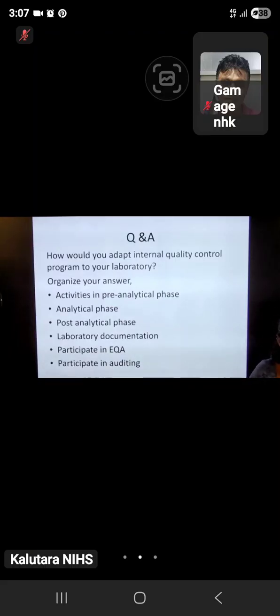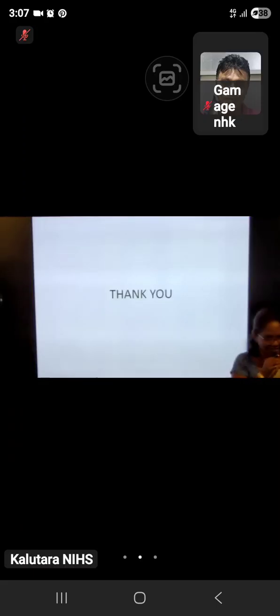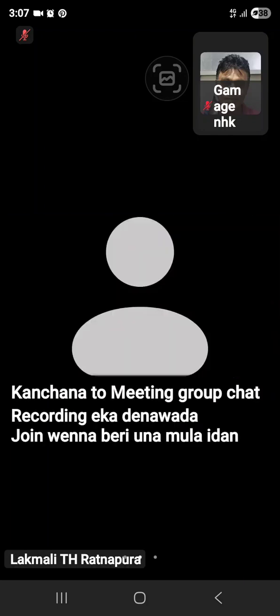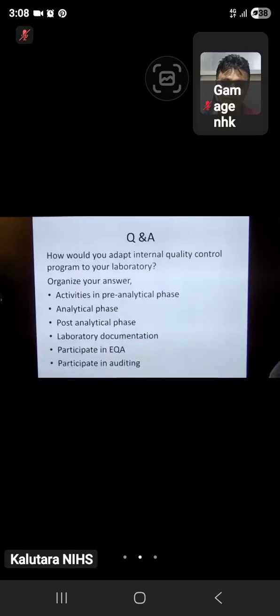So we go to another question. How would you adapt an internal quality control program to your laboratory? What is an internal quality control program? What is that? Can you remember? Internal quality control is within the laboratory. Whatever activities you have done in the laboratory to ensure the quality of the report.